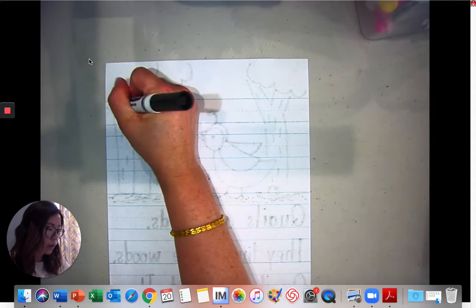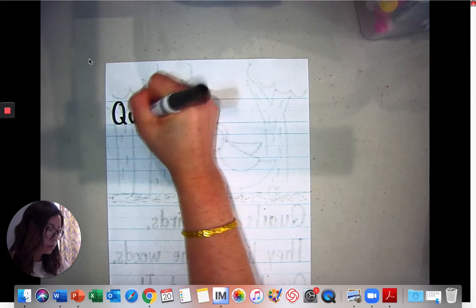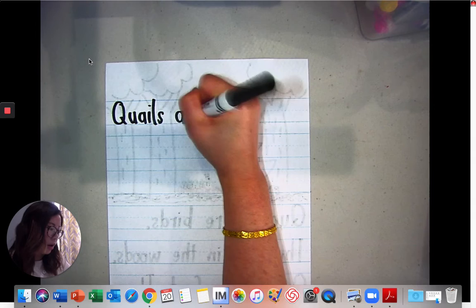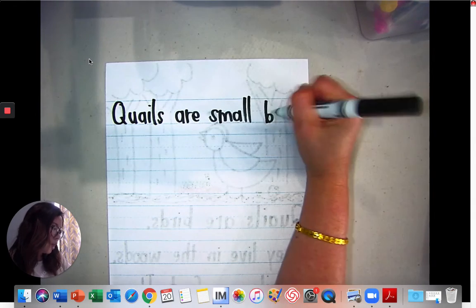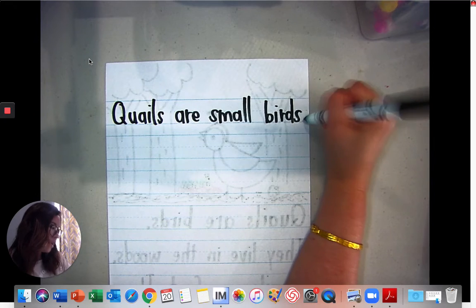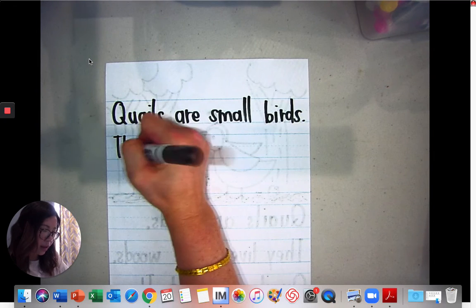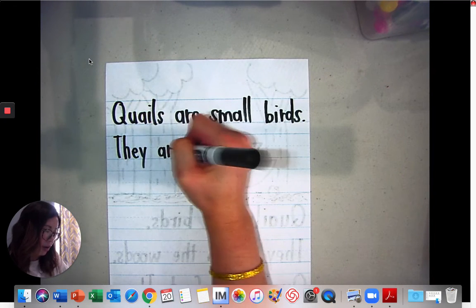And on the back, I'm going to write about the colors of the quails, okay? So quails are small birds. And then I'm going to talk about the color, okay? And they are brown.